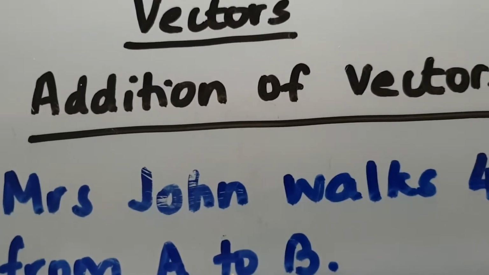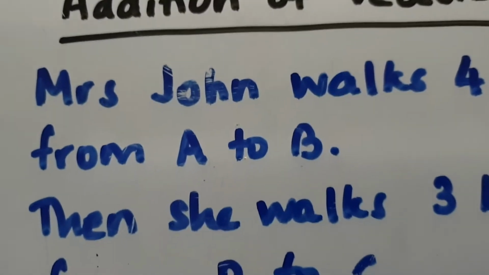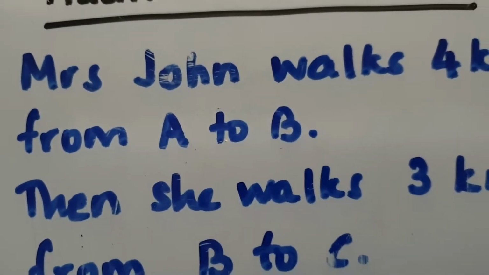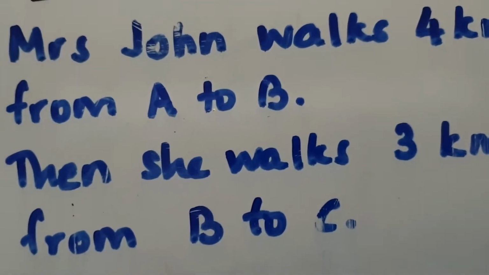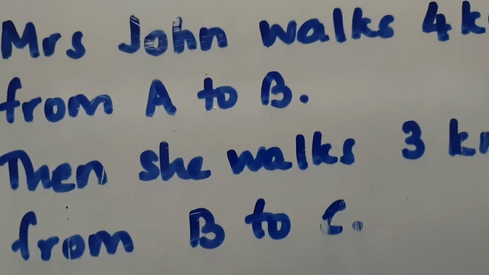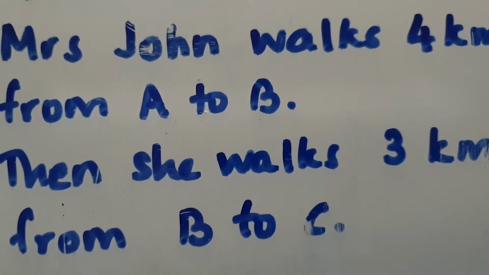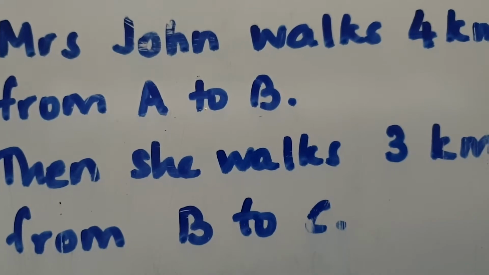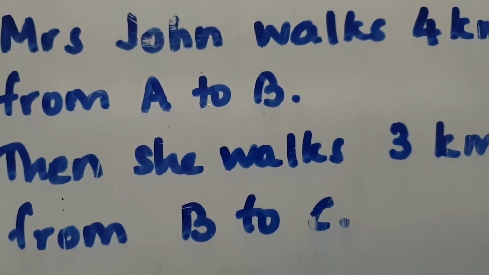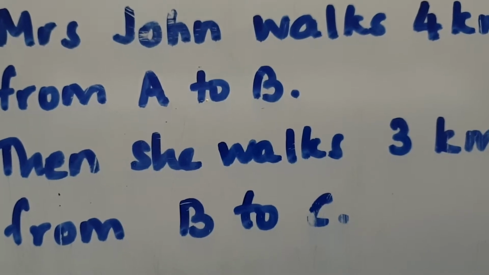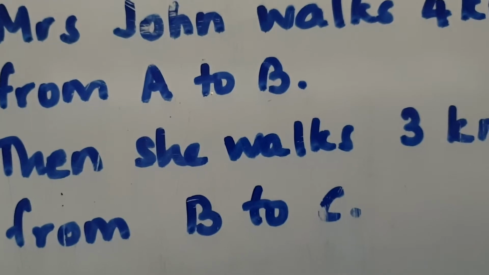So here's an example. Mrs. John walks 4 kilometers from A to B, and then 3 kilometers from B to C. So the total distance that Mrs. John walks is 4 plus 3, which is 7 kilometers. However, the displacement for Mrs. John could be any number between 1 and 7 depending on the direction that she's walking in.